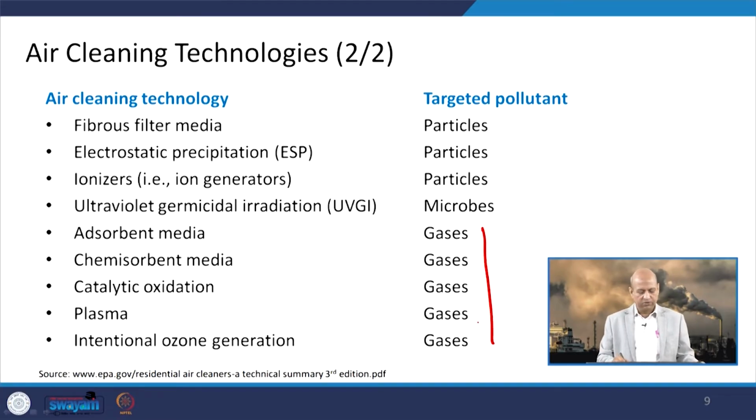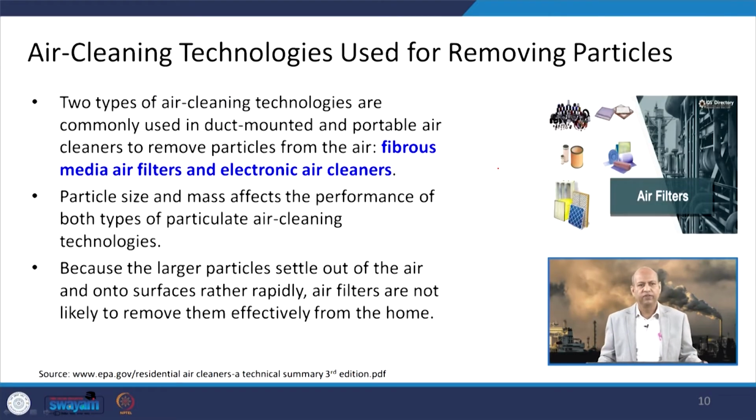So, for gases, adsorbent media, chemisorbent, catalytic oxidation, plasma, and ozone generation are the better technologies. For microbes, UVGI, and for particles, filter media or ESPs and ionizers can be used most effectively. Two types of air cleaning technologies are commonly used in ducts and in portable air cleaners to remove particles: fibrous media air filters and electronic air cleaners.